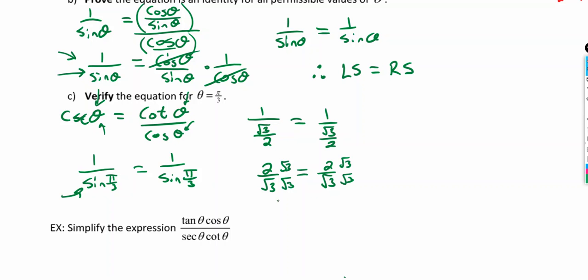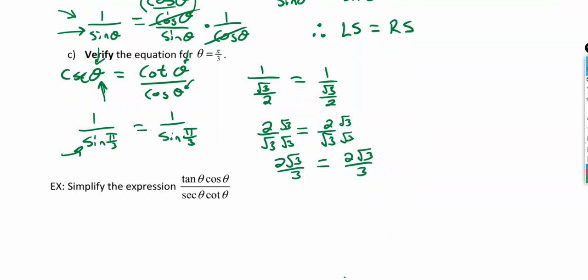So multiply by root 3 on both. So this is the same thing as 2 root 3 over 3. And that's also the same on this side, 2 root 3 over 3. And if we would have put our numbers into here and done it from the cosecant place, we would have ended up getting the same thing, right? Okay, so that's the idea.